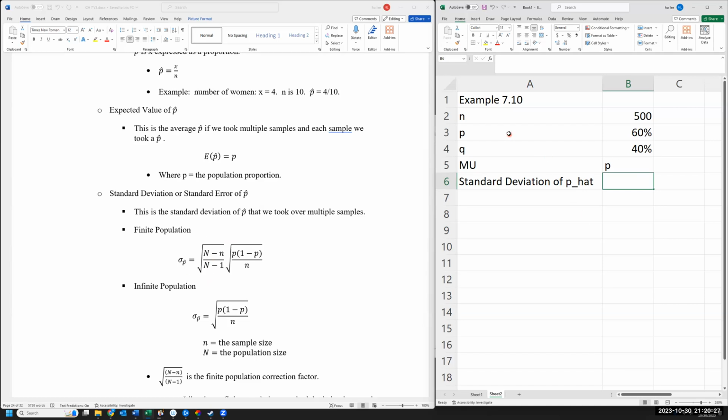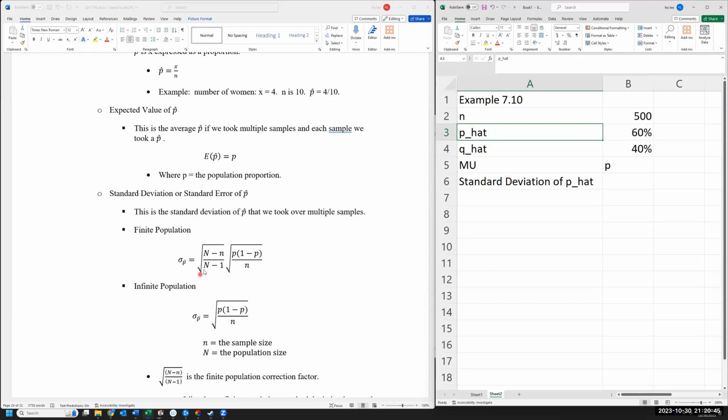So this is actually P hat, I'm sorry. And this is actually Q hat, okay? Because these are from the samples. The 60% is from the sample, and the 40% is from the sample. So I should have denoted it better and done P hat and Q hat.